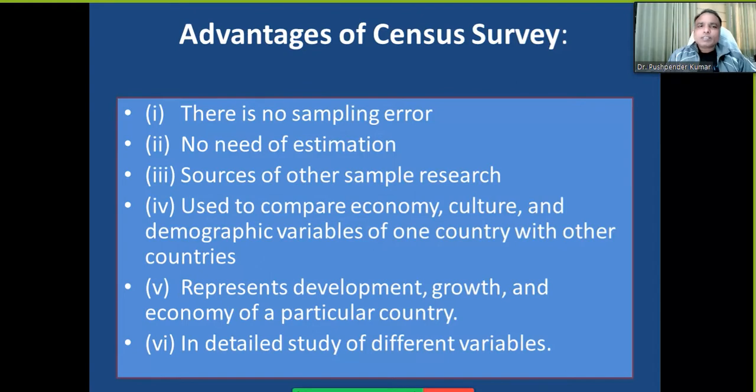As far as the advantages of a census are concerned, there is no sampling error, no need of estimation, unlike other sample research. Whatever you collect is now big data, huge data, covering all possible dimensions of household, all possible dimensions of culture, all possible dimensions of socio-economic development in a city, in a town, in a village, not only in a city, town, or village, but in a state, and finally it represents the whole nation. Whatever data you collect is in the public domain. So as a researcher, you can use this data for further research.